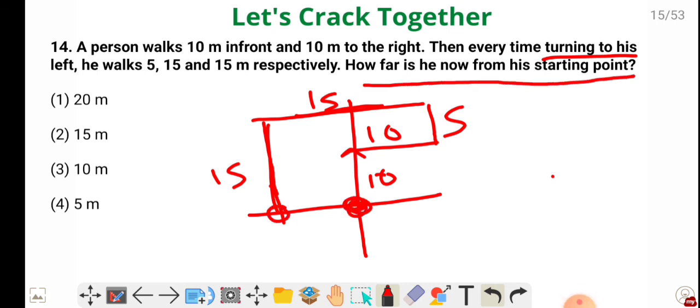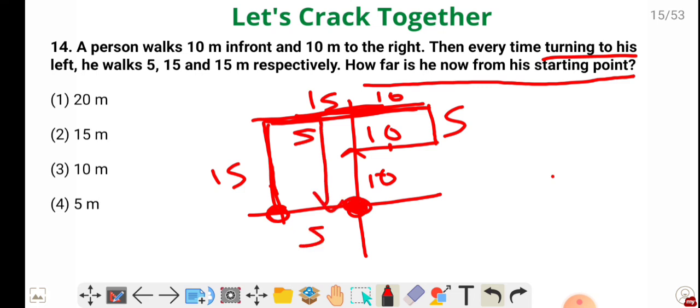According to this, if the total is 15, and this is 10, this is 10, the remaining is 5 meters. As this is 5, then this will also be 5 meters. So the distance between the starting point and end point will be 5 meters.